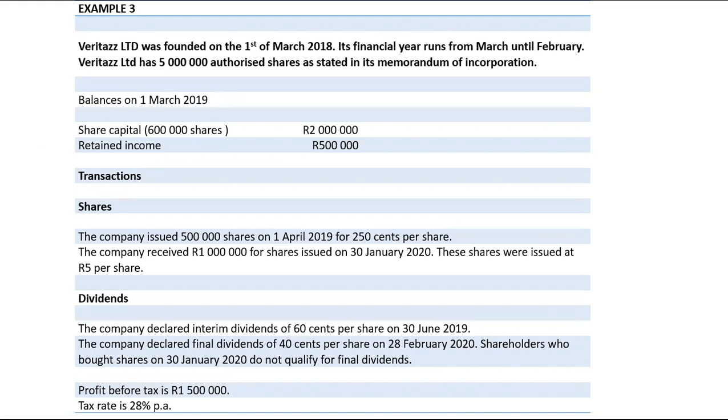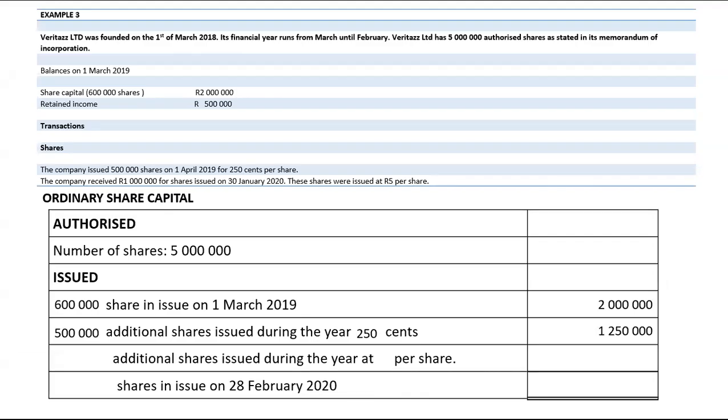Then it says the company received R1,000,000 for shares issued on the 30th of January 2022. These shares were issued at R5 per share. They didn't give us the number of shares, they just gave us the share capital that we received. To get the number of shares, you will take the share capital of 1,000,000 and divide it by 5. It'll give you 200,000 shares, which we issued at R5, and that'll give us a share capital of R1,000,000. To get the number of shares issued at the end of the year, I'll add the number of shares: 600,000 plus 500,000 plus 200,000 will give me 1,300,000. And 2 million plus 1,250,000 plus 1 million will give me 4,250,000. That's it.